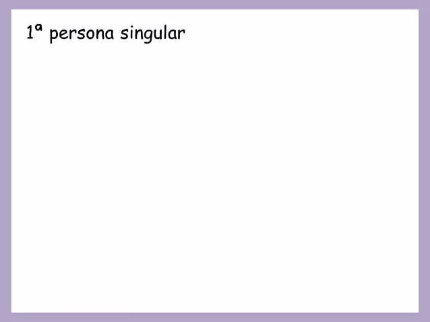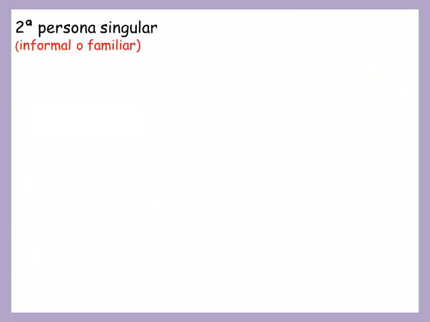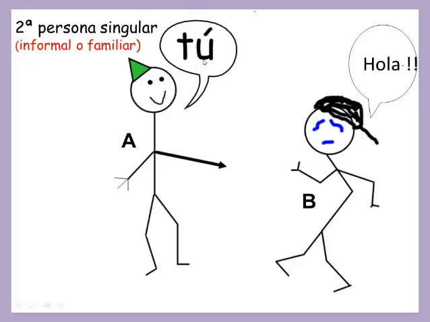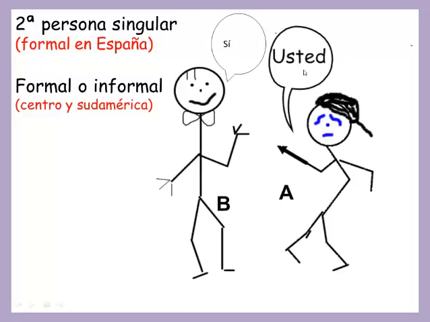So let's start off with first person singular. In Spanish, the pronoun is yo. In English it is I. Second person singular, we've got the informal form, as you already know, and this is the tú form. In English, this is you. Again, we use it informally or to talk to people that we know. The second option for the second person singular is the form of usted.